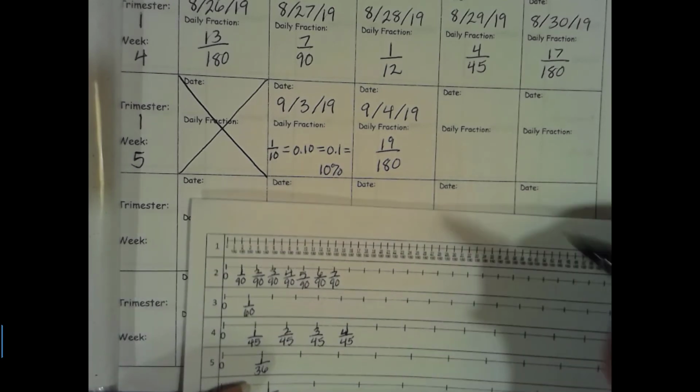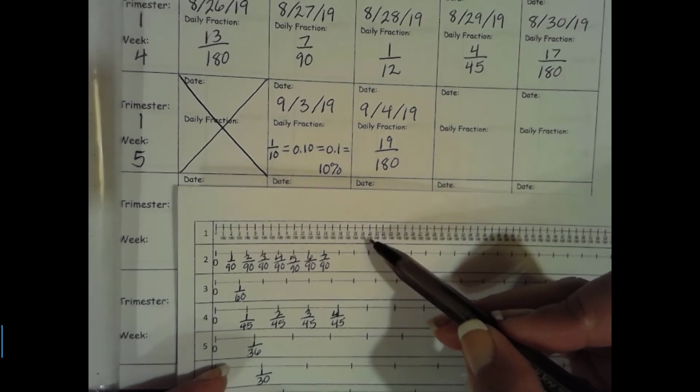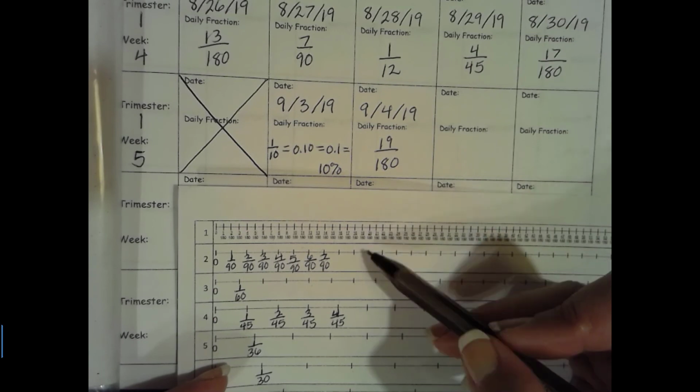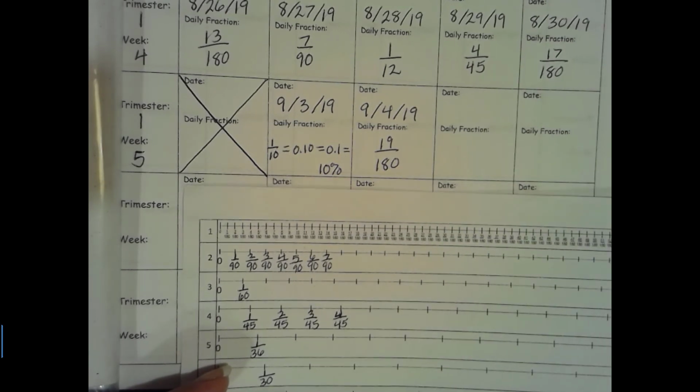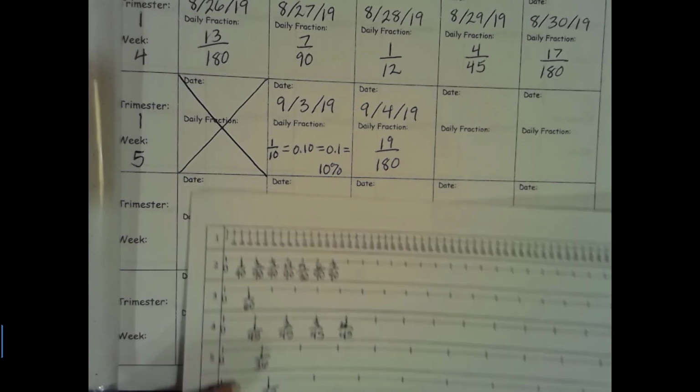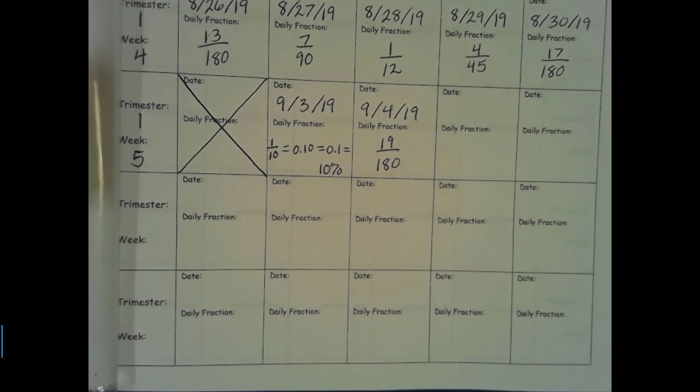When we make groups of 1, you don't have to get out your number line, but I like to show you that it's already there, right there. 19 out of 180. There's nothing lined up below it, because that is the simplest form, or the equivalent fraction in lowest terms.